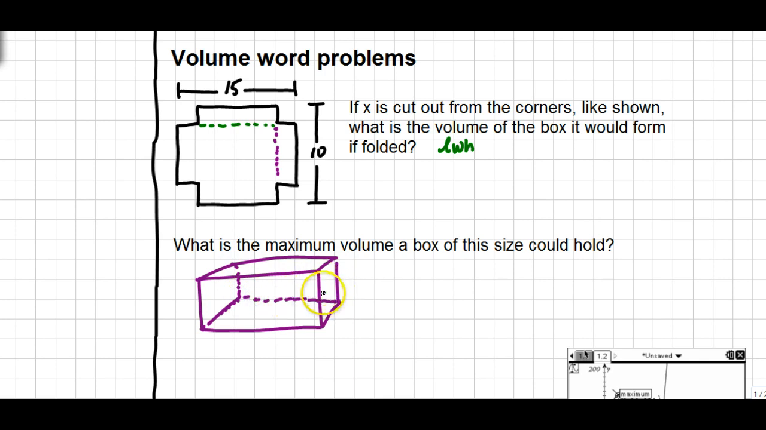So this edge would need to be attached. So these two would come together to form this edge. These two would form together to form this edge. This one goes back here. This one goes back here.